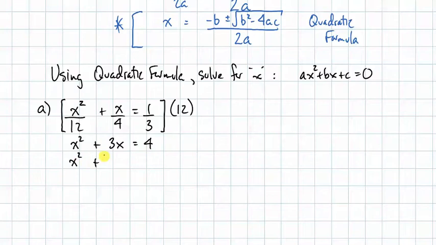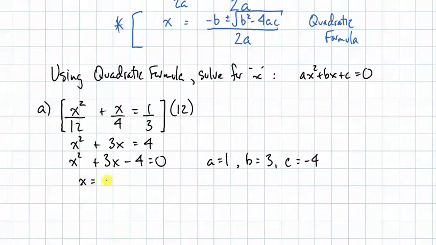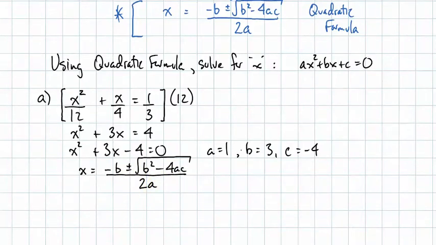And I want all the terms on one side. So this is saying a equals 1, b equals 3, and c equals negative 4. And I want to use that formula up above here, the quadratic formula. So the quadratic formula is x equals negative b plus or minus the square root of b squared minus 4ac, over 2a. So now that I know my a, b, and c, I just need to substitute them into the quadratic formula.